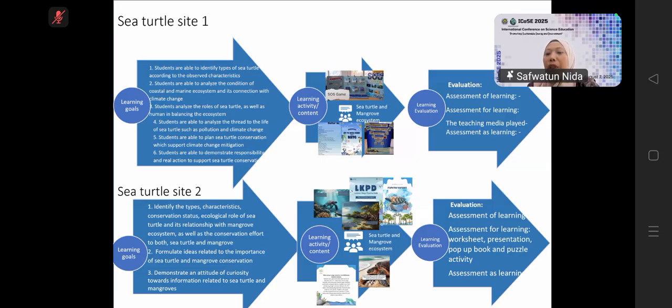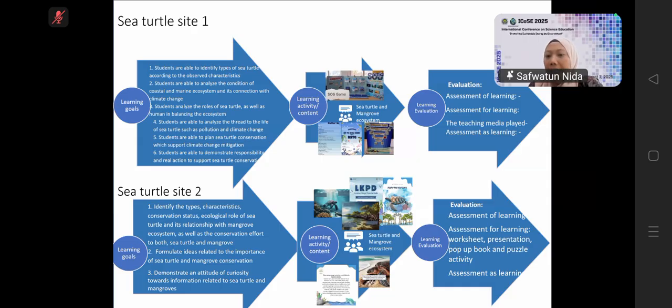And also students play the Save Our Sea Turtle game, which consists of card and rollable media to learn more about sea turtle and also mangrove, particularly about their role and also human role in maintaining marine ecosystems.